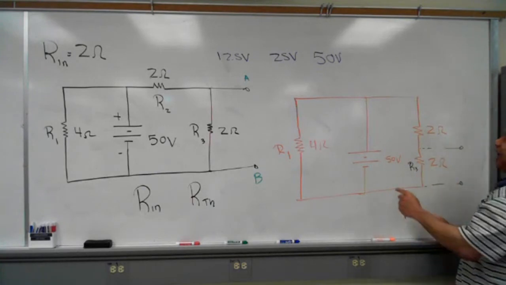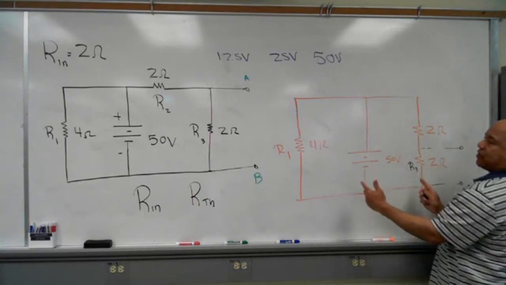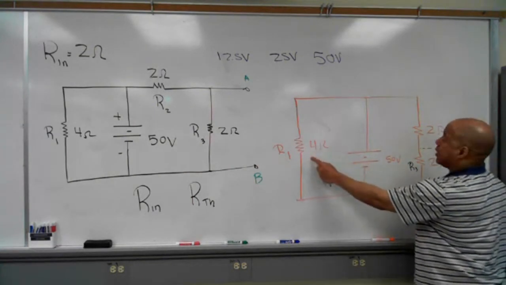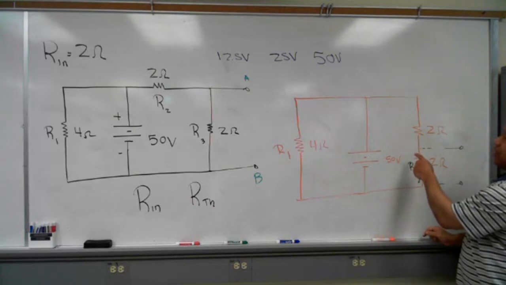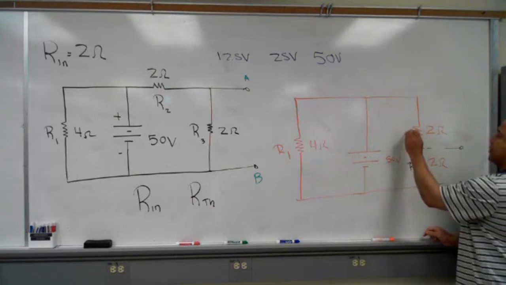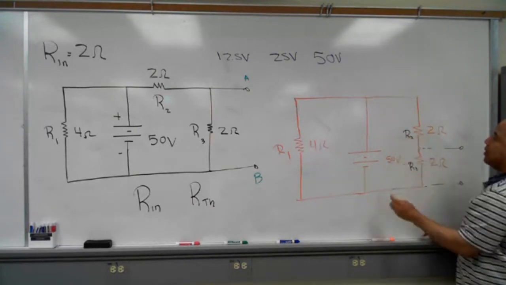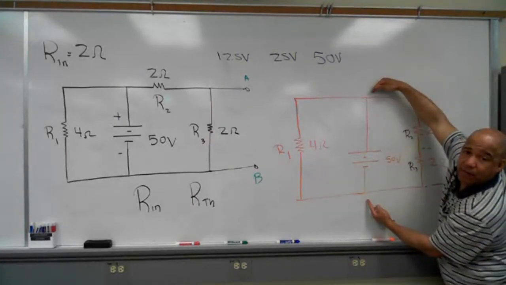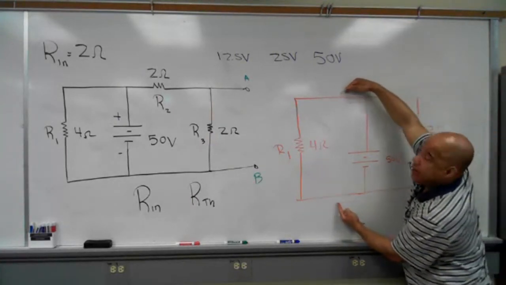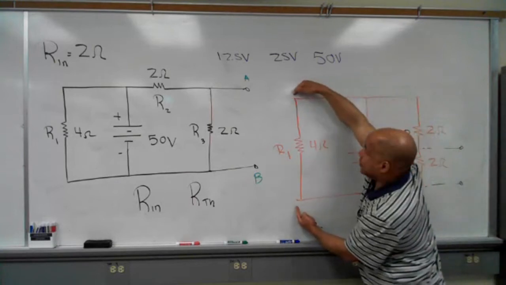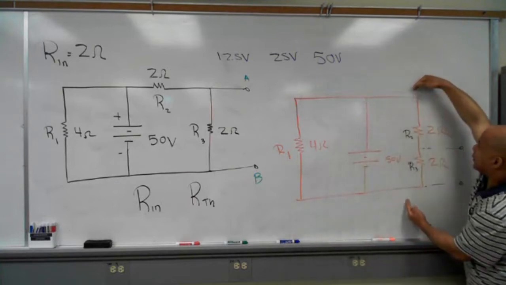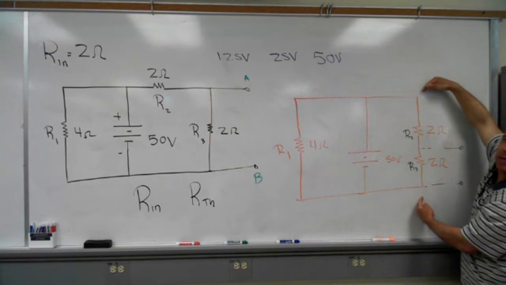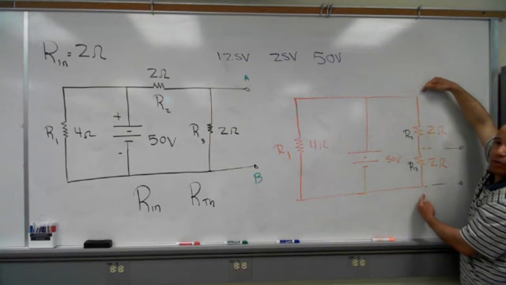And if you notice, these resistors are in parallel. R1 is in parallel with the series combination of R2 and R3. This is R2. So if I put my voltmeter right here, right across the battery, I got 50 volts. If I walk over here, I still got 50 volts. If I walk over here, I still got 50 volts. So that means there's 50 volts across the series combination of R2 and R3.